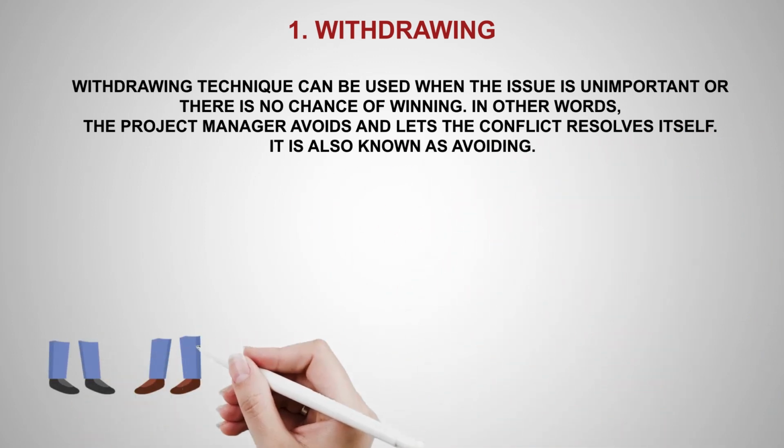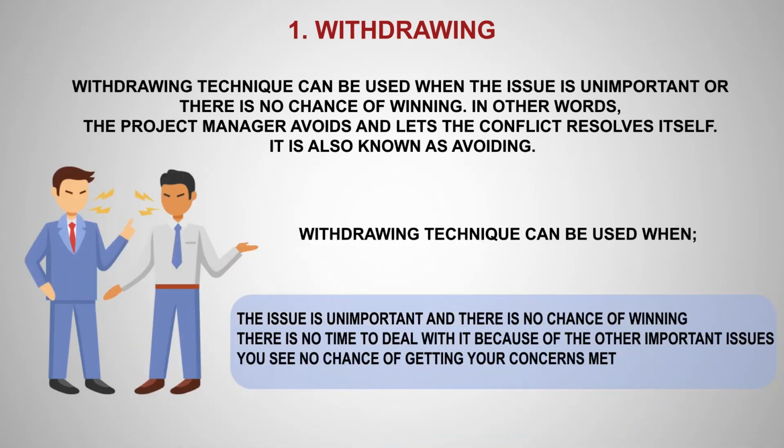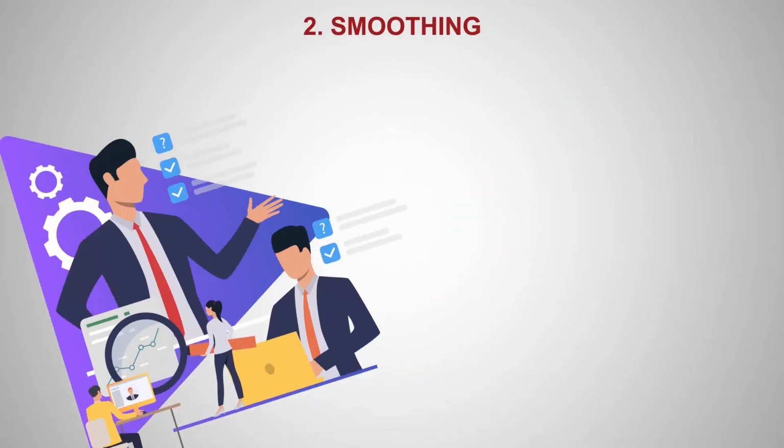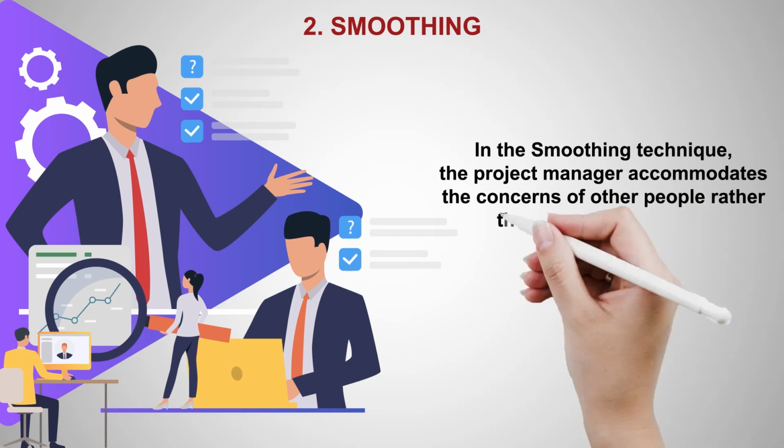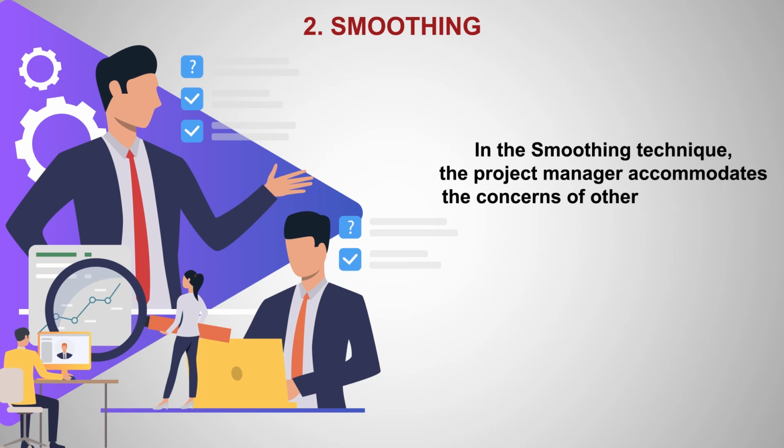It is also known as avoiding. The withdrawing technique can be used when the issue is unimportant and there is no chance of winning. There is no time to deal with it because of other important issues. You see no chance of getting your concerns met. 2. Smoothing. In the smoothing technique, the project manager accommodates the concerns of other people rather than his own concerns. Therefore, this technique is also known as accommodating.